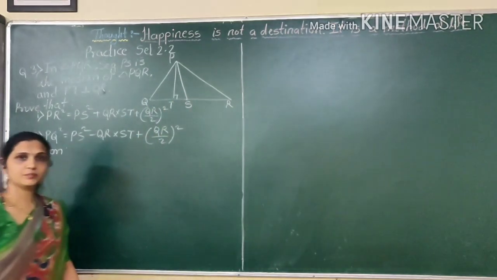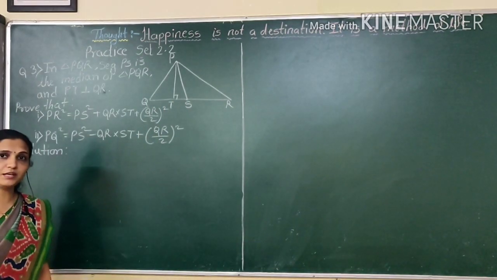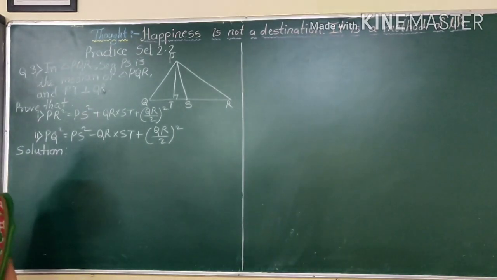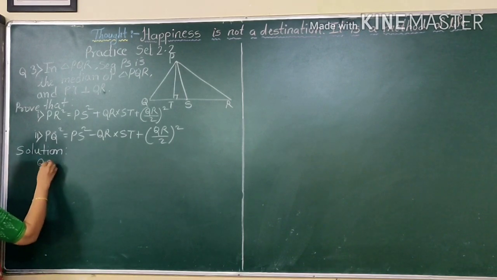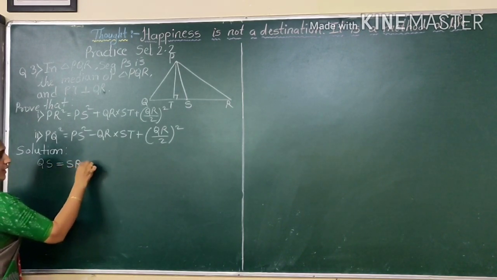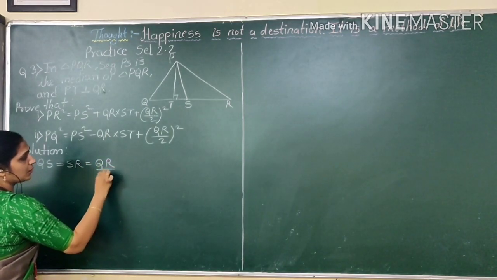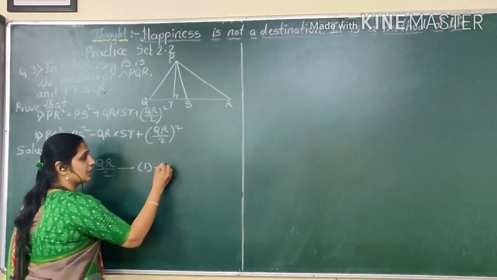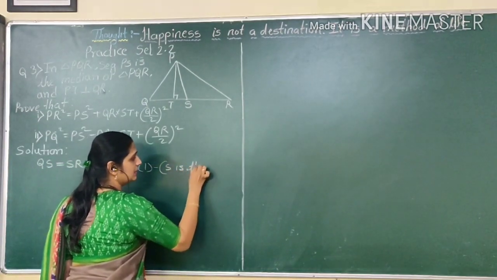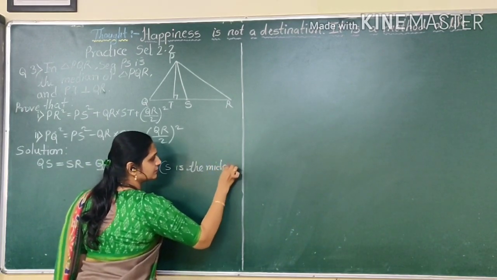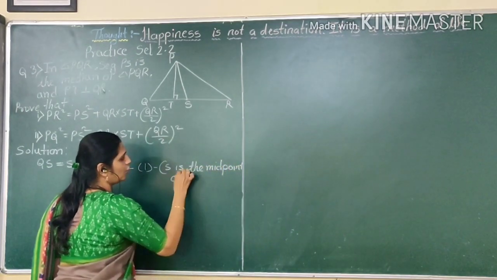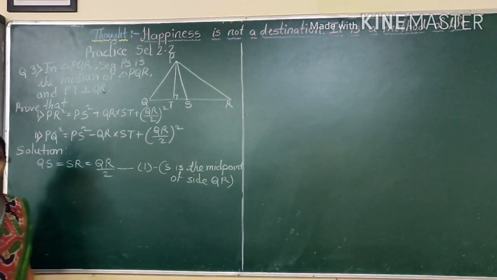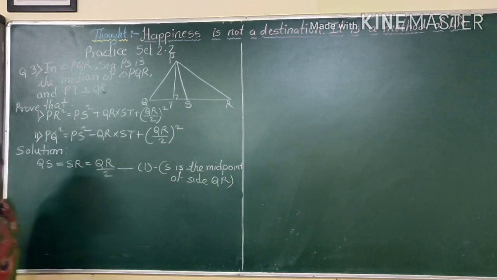S is the midpoint of side QR. Okay. PS is the median of triangle PQR. Therefore, we can write QS is equal to SR, which is equal to QR by 2. Number it as 1. Why? Because S is the midpoint of side QR. Then consider triangle PTS.